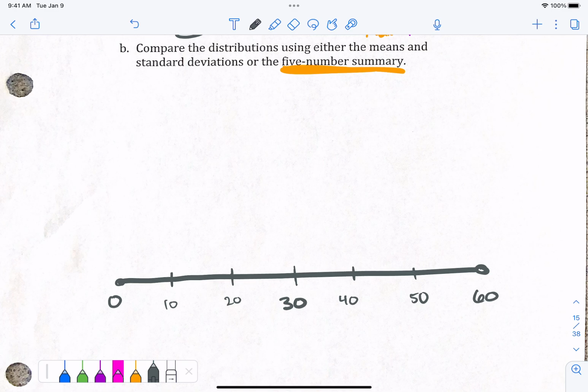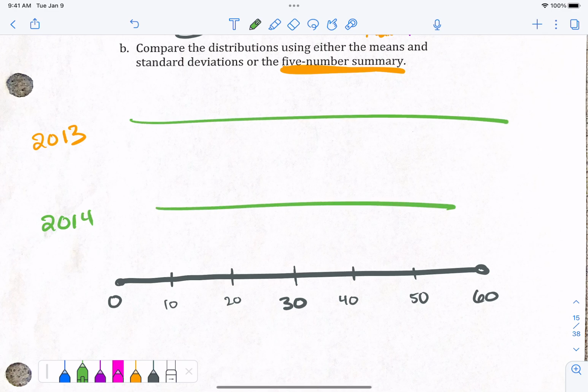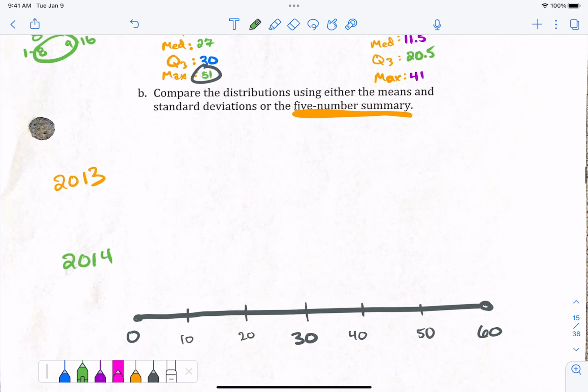All right, now I have my units labeled at the bottom. Now I'm going to put my 2013 graph up here, and I'm going to put my 2014 graph right below that. So I'm going to have a box and whisker plot here and a box and whisker plot there. Does that make sense? And then we're going to compare, and then we'll be done.